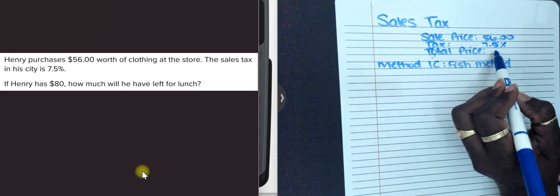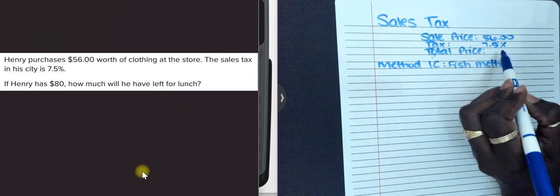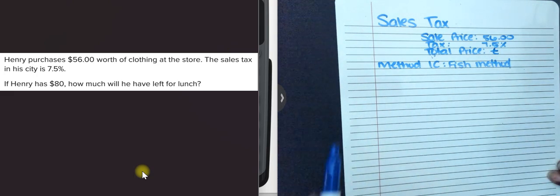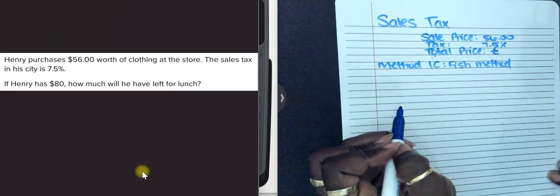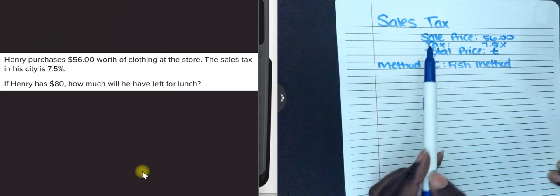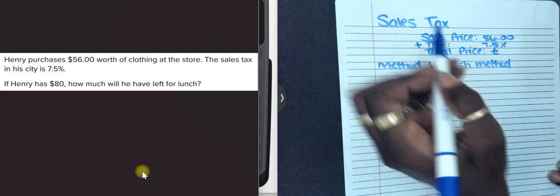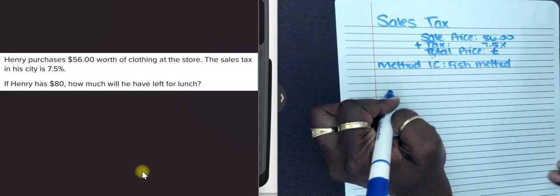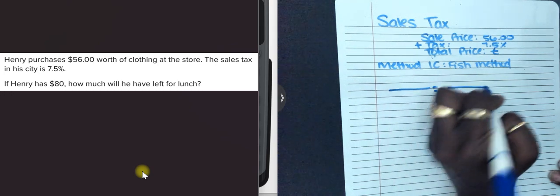And we need to figure out what the total price is going to be before we can move on to the next part. So I'm going to call this T as our total price. All right. And remember that in order for us to find out the total price that we have to pay, we're going to add the sales price to the tax, which will give us the total price. Okay. So under the fish method, we're going to still set up our ratios.